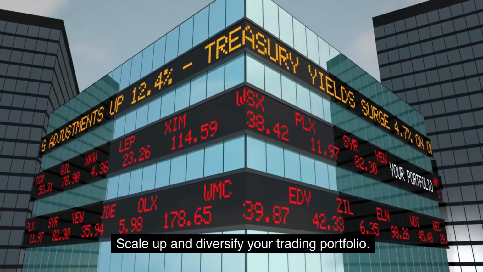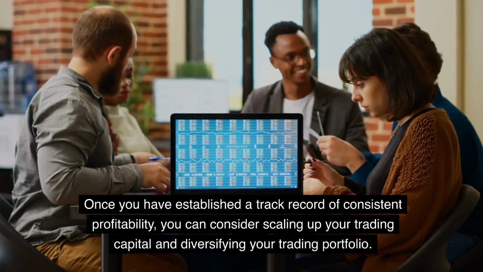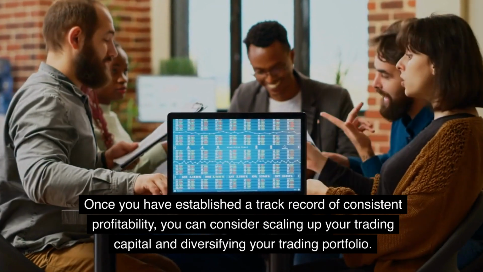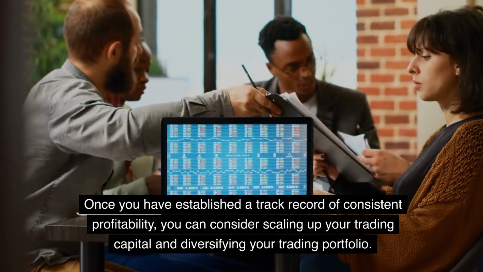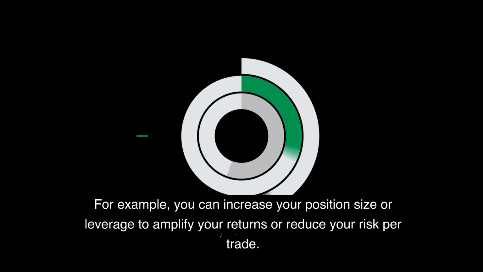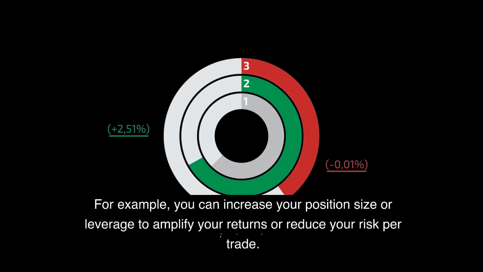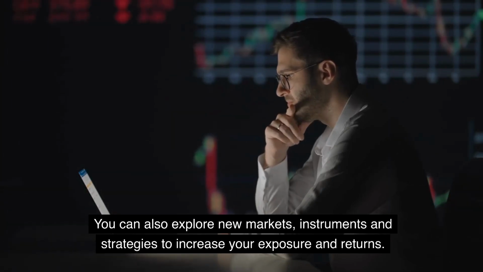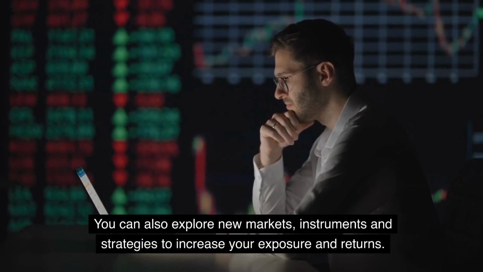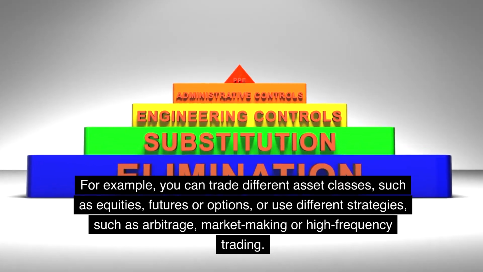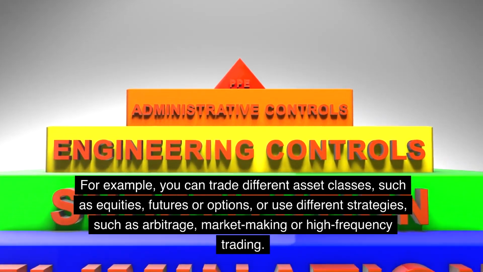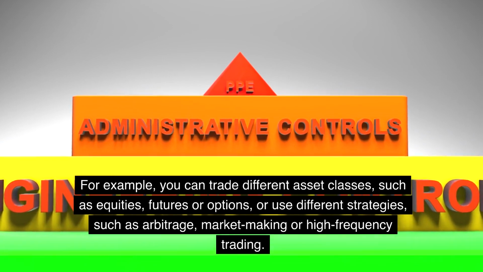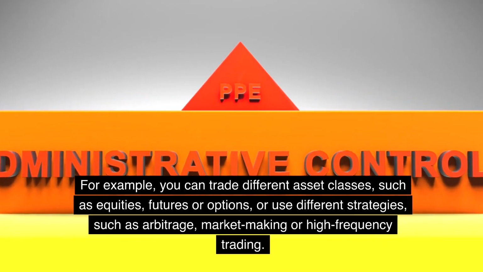Scale up and diversify your trading portfolio. Once you have established a track record of consistent profitability, you can consider scaling up your trading capital and diversifying your trading portfolio. For example, you can increase your position size or leverage to amplify your returns or reduce your risk per trade. You can also explore new markets, instruments and strategies to increase your exposure and returns. For example, you can trade different asset classes, such as equities, futures or options, or use different strategies, such as arbitrage, market making or high-frequency trading.